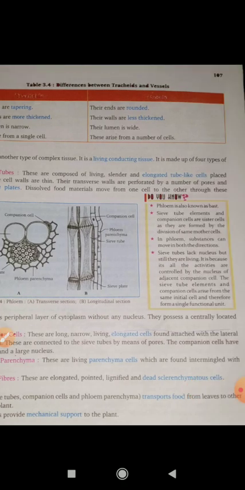Now the next thing about it, what is the differences between xylem and phloem? What are the main differences? In xylem, xylem parenchyma is only living, rest of all the xylem cells are dead. But in case of phloem, only phloem fibers are dead, but rest of all the phloem cells are living. That is the most important difference between the xylem and phloem.